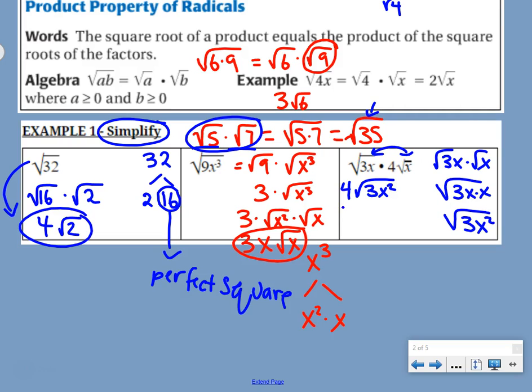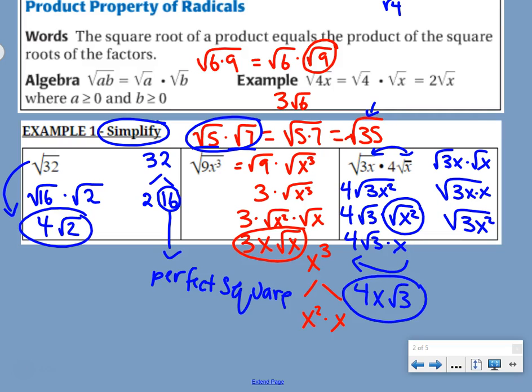Then we want to break apart the number and the variable, my apologies. And then 4 times the square root of 3, the square root of x squared is x. We always want to have all of our numbers outside of the radical in front of the radical. We want that radical to be last. So this would actually be 4x times the square root of 3.